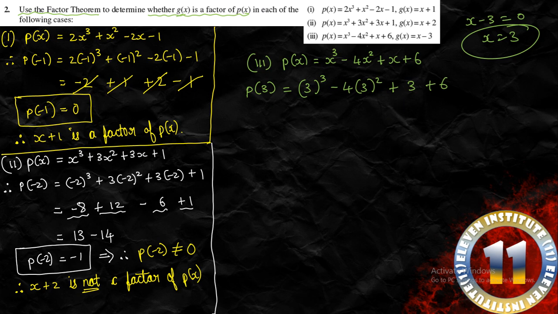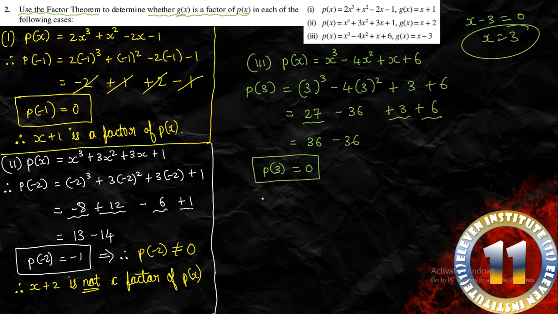Right, now we have to just solve this. So 3 cube is 27. 3 square is 9. 9 fours are 36. This 3 will remain as it is. That 6 will also remain as it is. Right, now all the positive numbers will be added separately. So we have 27 plus 3 is 30, plus 6 is 36. Right, and this minus 36 will remain as it is. 36 minus 36 is definitely 0. So what we get is P of 3 is equal to 0.